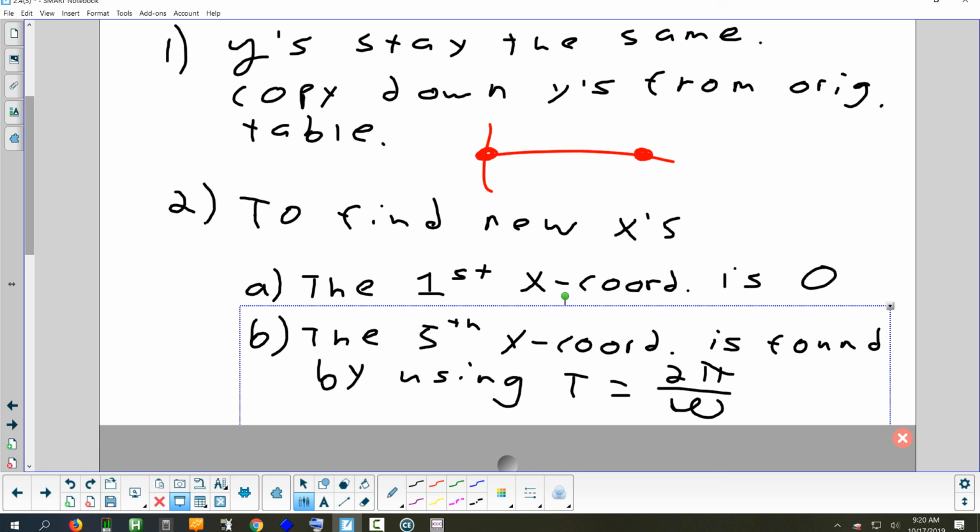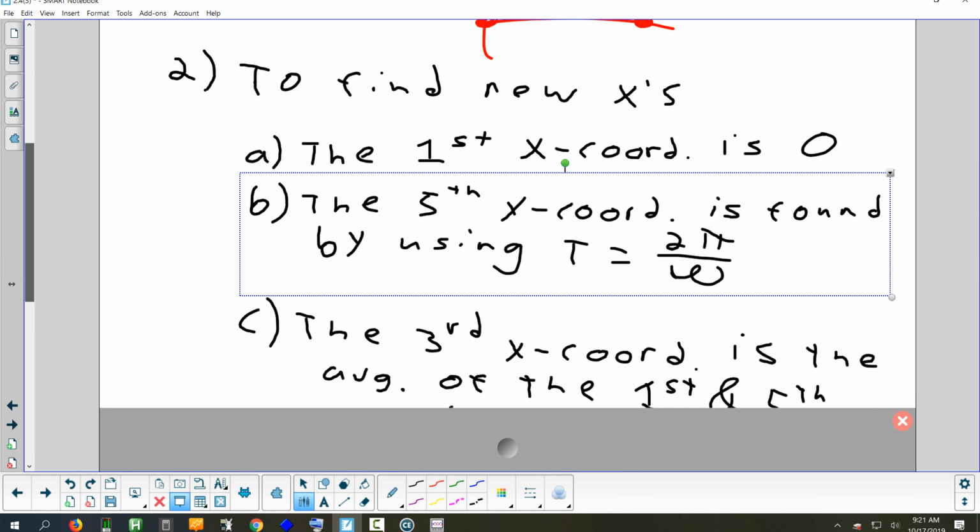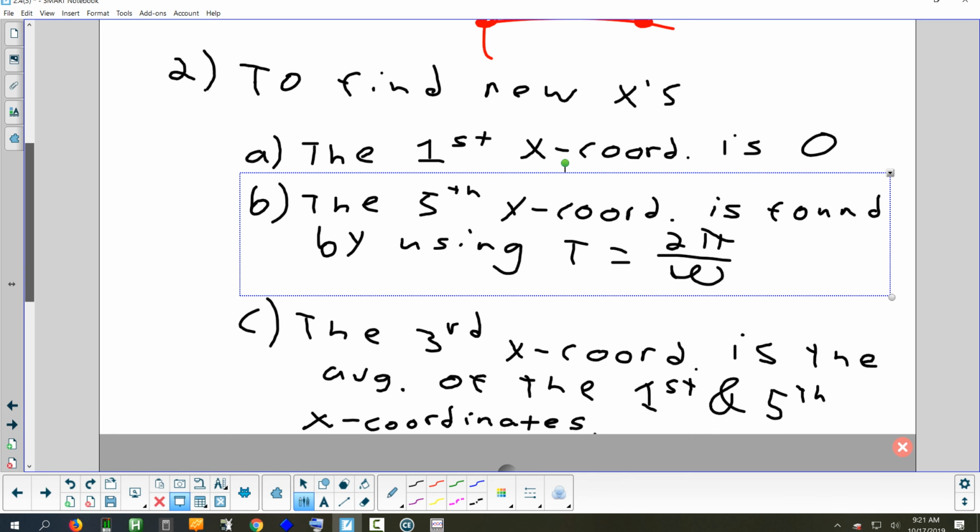So really you're just finding an average. Just finding what's in the middle. So we're going to average. To get the 3rd coordinate, which is the one right in the middle, it's the average of the 1st and the 5th. Okay, so here's the 1st, here's the 5th. Now you've got the 3rd one, right in the middle. Remember, we're going to have 5 when we're all done. So now you know coordinates 1, 3, and 5.